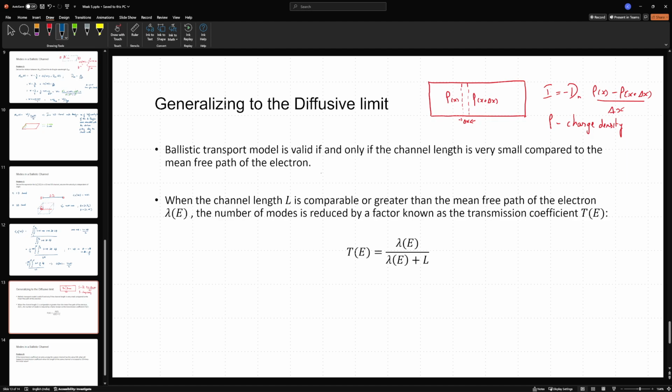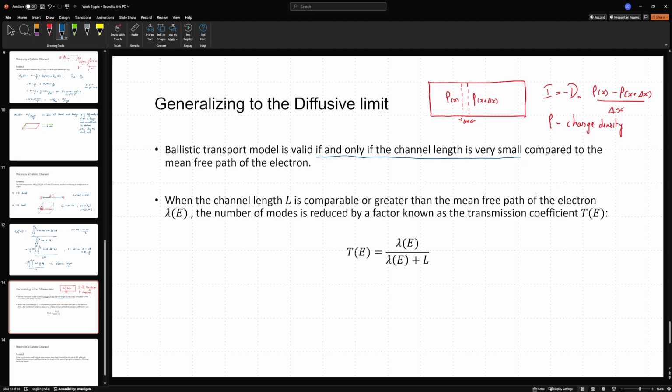Now, the ballistic model is valid if and only if the channel length is very, very small compared to the mean free path of the electrons. So mean free path is the average distance the electron travels without undergoing collisions. And that is the primary reason we were able to make the assumption of ballistic conduction in the case of nanoscale channels, because the channel length is so small.